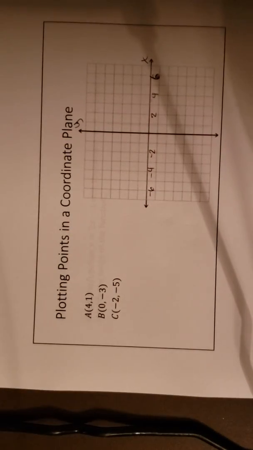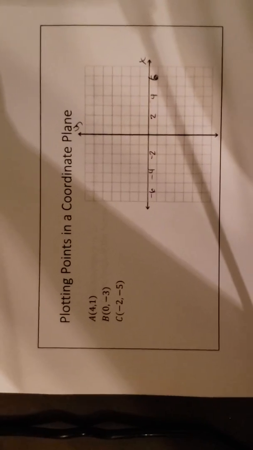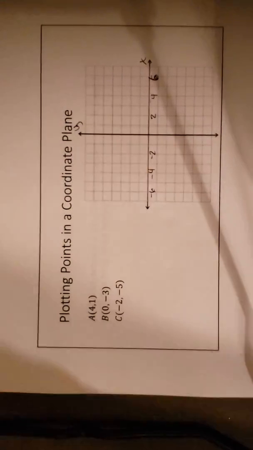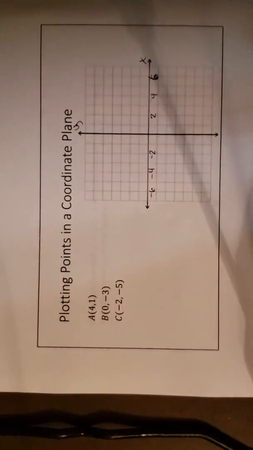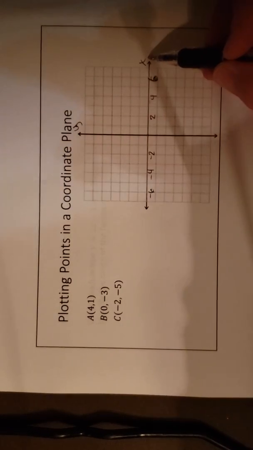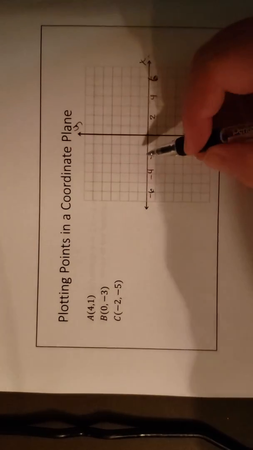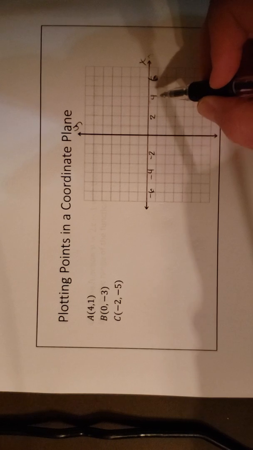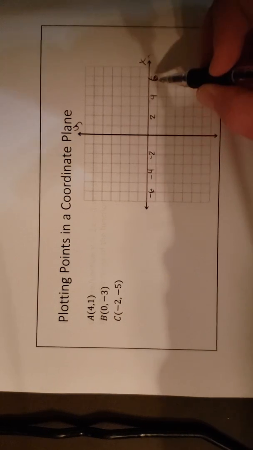So now it's going to come down to plotting points. So we need to label our axes and go from there. So we need to label our x-axis and our y-axis. We also need to get in the habit of writing out points on here. So we can go by 2's on here.